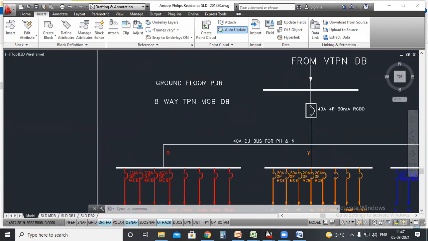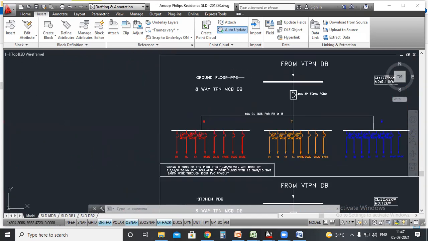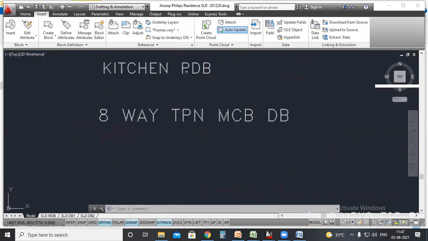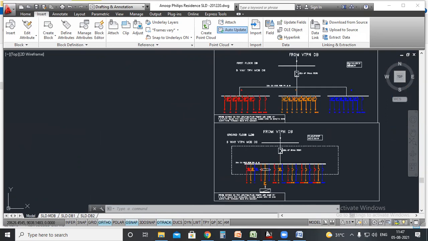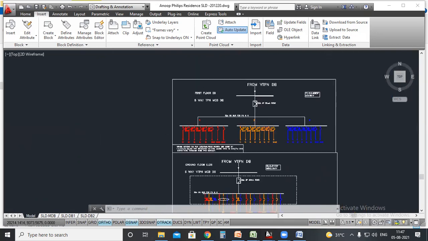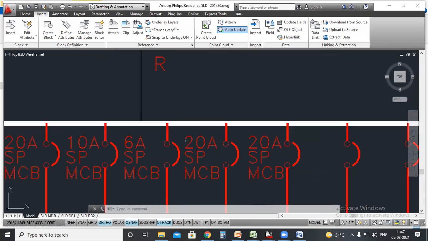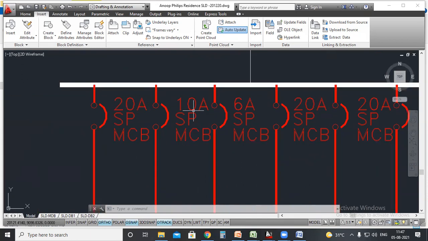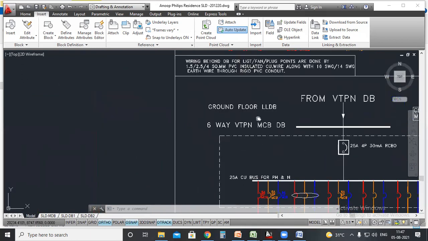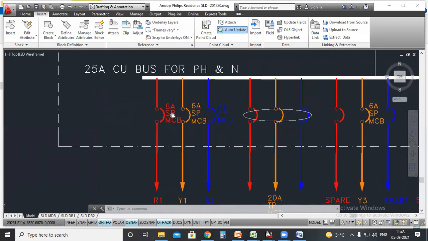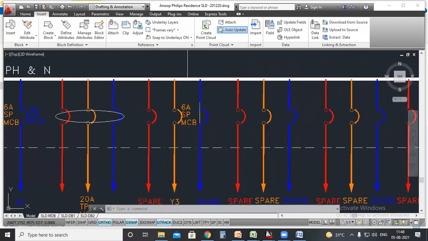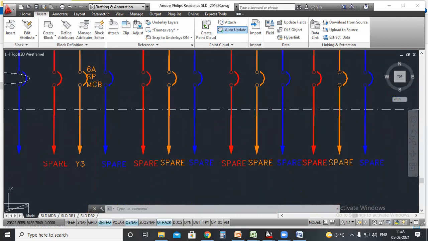This one is the ground floor PDB, power distribution board. This one is the kitchen PDB. We also have a UPS DB and first floor DB. First floor DB is mixed. You can see 20 ampere, 10 ampere, 6 ampere, and this one is the ground floor LDB. You can see 6 ampere breakers. All have 6 ampere breakers and a lot of spare.